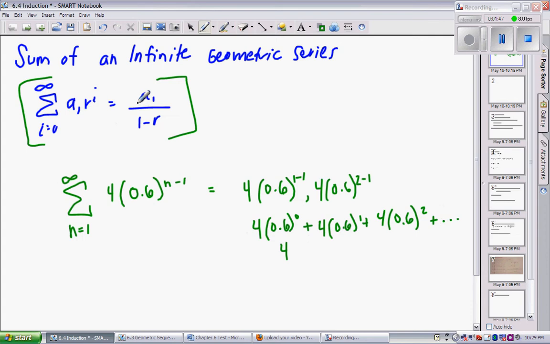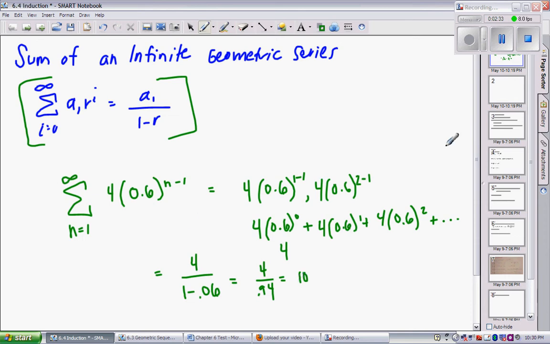So the way that I write this out is I take my a sub 1, which we figured out is 4, over 1 minus my common ratio. Well, what am I multiplying by basically every single time here? The 0.6, right? Every time I multiply by 0.6, it gets smaller, smaller, smaller. So 1 minus 0.6, well, that's going to be 4 over 0.4, which is equal to 10. So that's my answer. The sum of this infinite geometric series is 10.